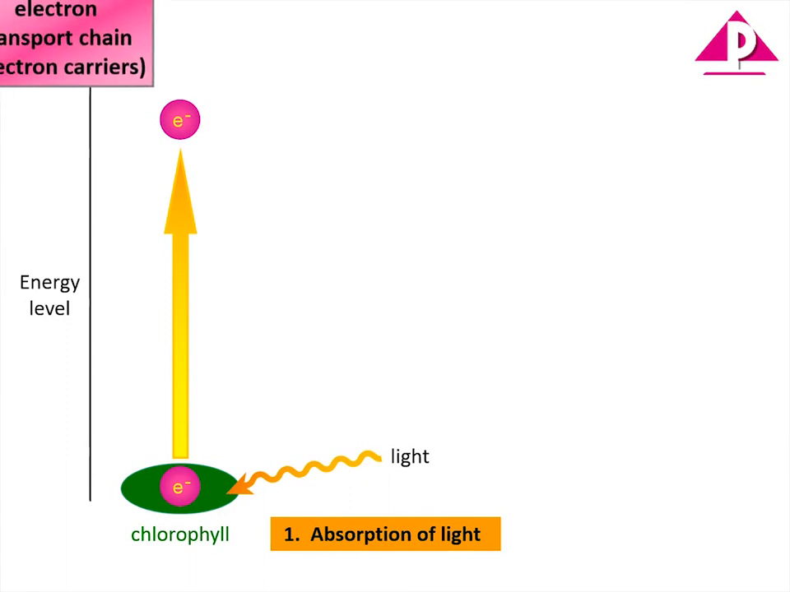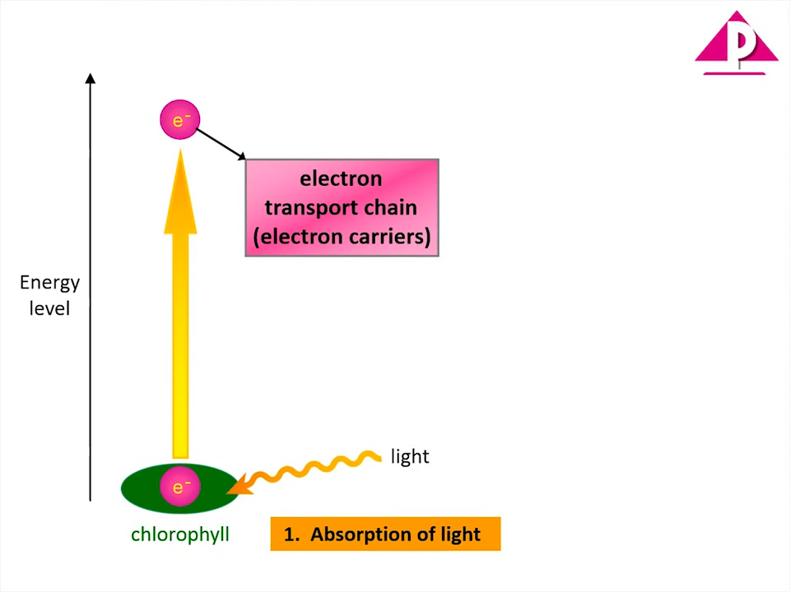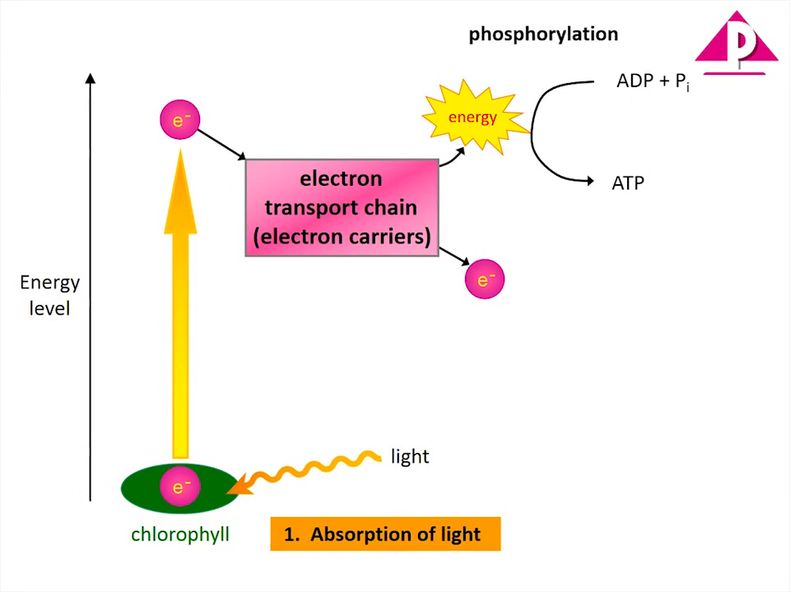Afterwards, the excited electron is accepted by an electron carrier and then passed through the electron transport chain, which is made up of a series of electron carriers on the thylakoid membrane. As electrons pass from a carrier of a higher energy level to one of a lower energy level in the electron transport chain, energy is released. The energy released is used to make ATP.